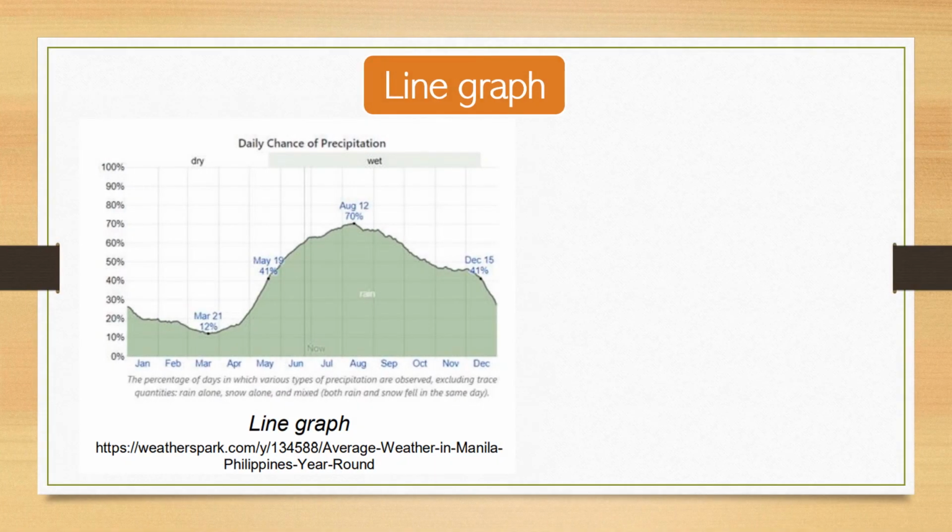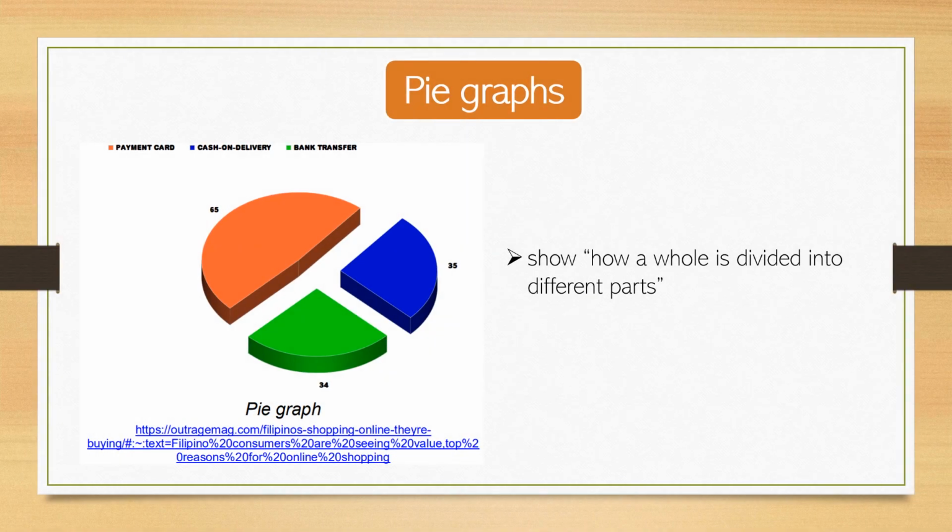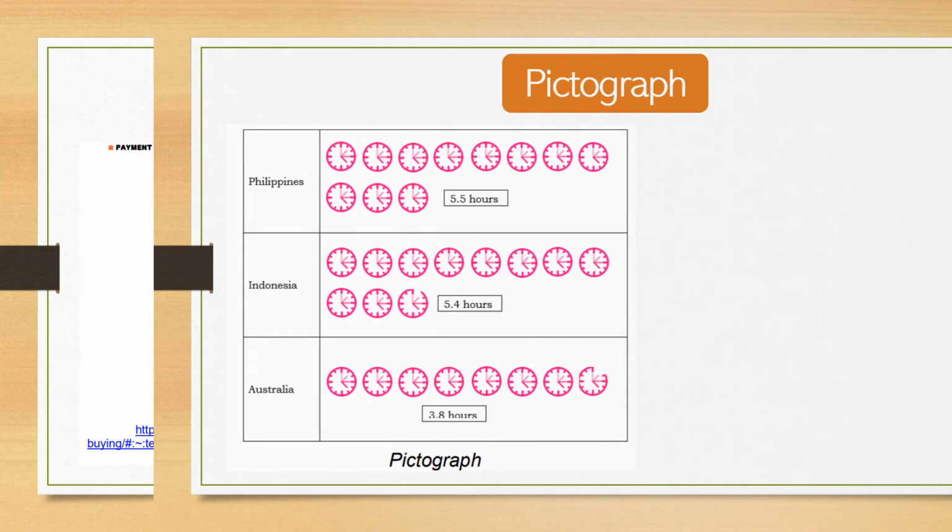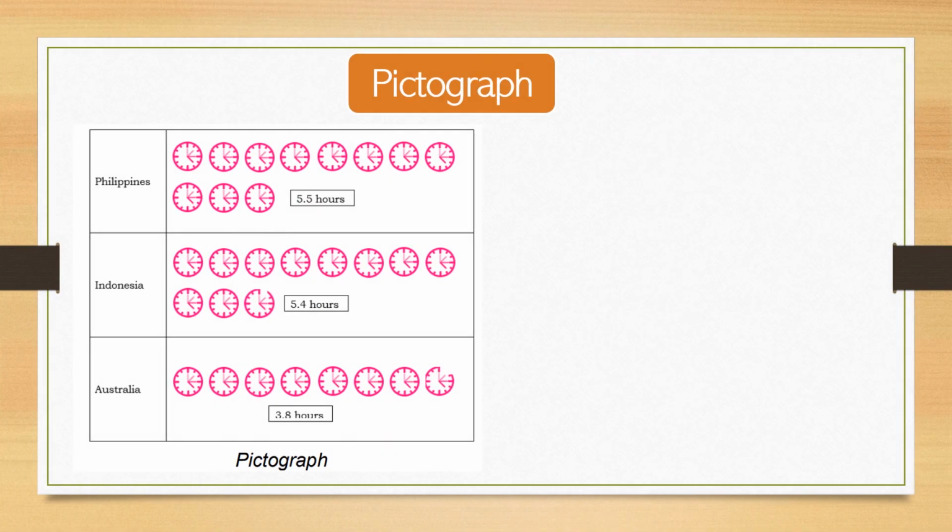A line graph is used to show how numerical data have changed over time and is best used to show trends. Pie graphs. Pie graphs are special charts that use pie slices to show relative sizes of data. It shows how a whole is divided into different parts. Pictograph. It is similar to a bar graph, but it uses pictures to symbolize a countable unit of items.